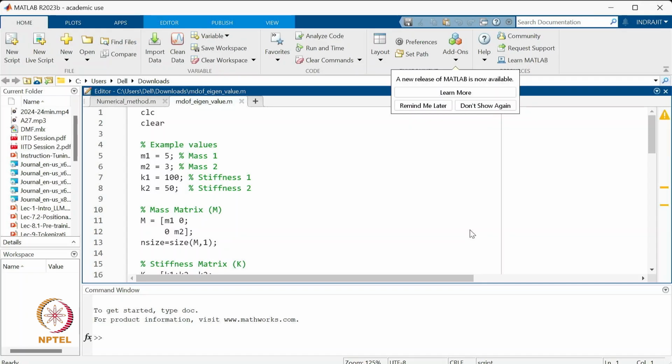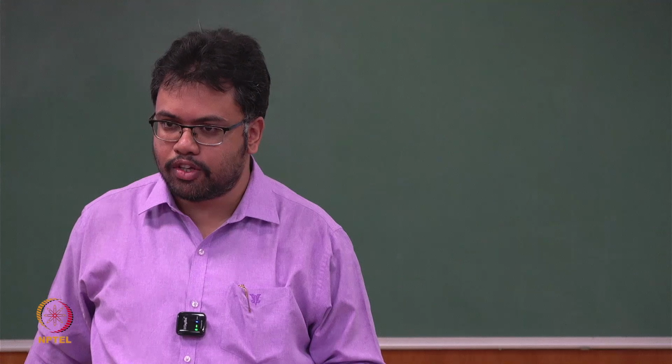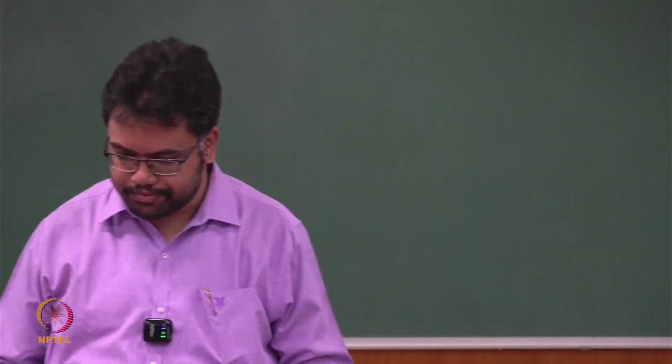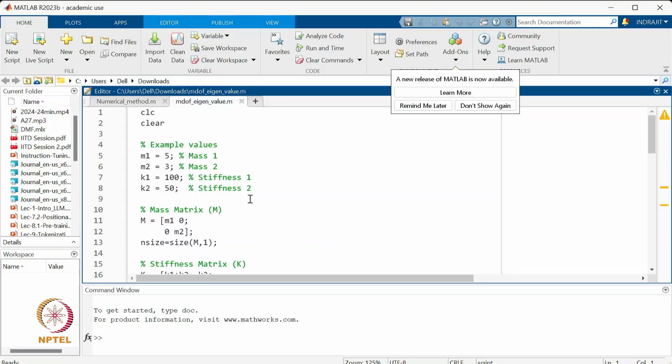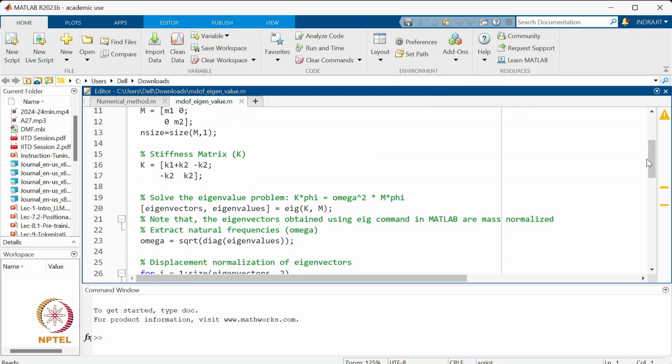Okay, so first let's see how that comes. Then we can go back and check. Let's say we are first taking a mass m1 and then mass m2. We have two stiffnesses, 100 and 10, which we just specified. Then the mass matrix will automatically be m1, m2. Then we have the stiffness matrix K1 plus K2, minus K2, minus K2, K2. So how does the system look?